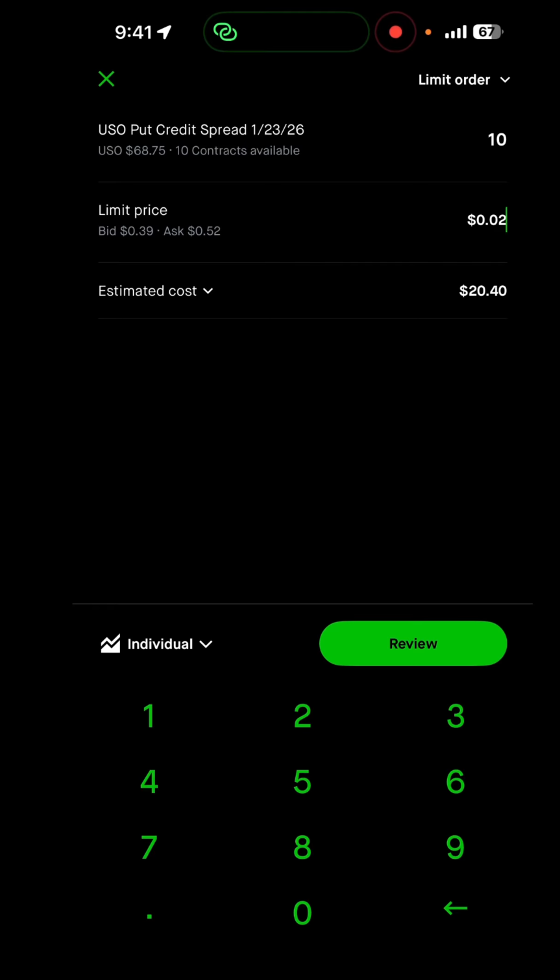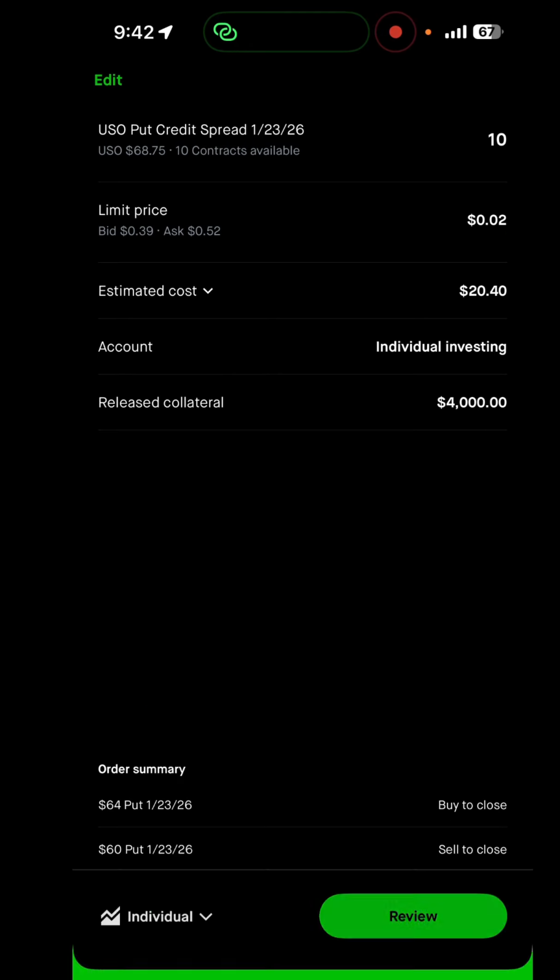Okay, so you see the total cost in there. It's going to be $20.40. So you've got lot quantity of 10 times 2. That gives you your $20.40, which is your regulatory fees and so forth. Hit review.